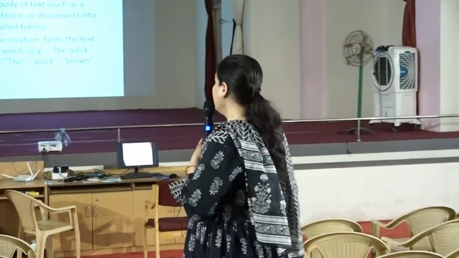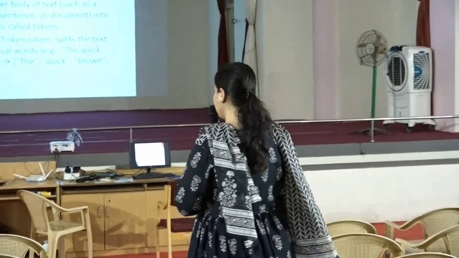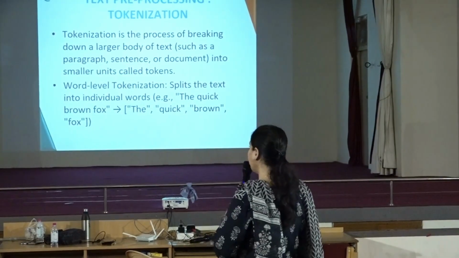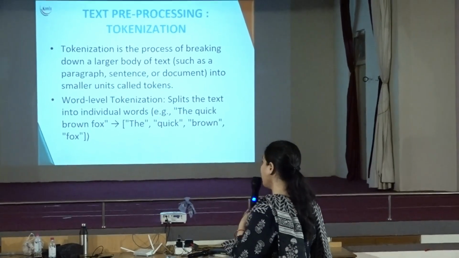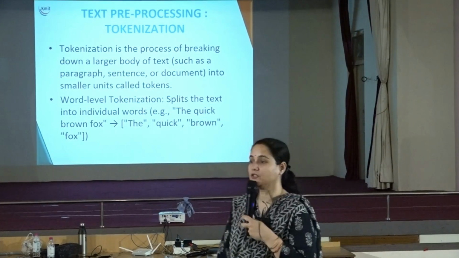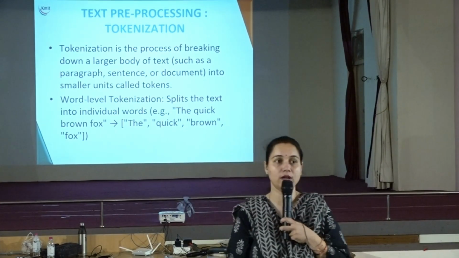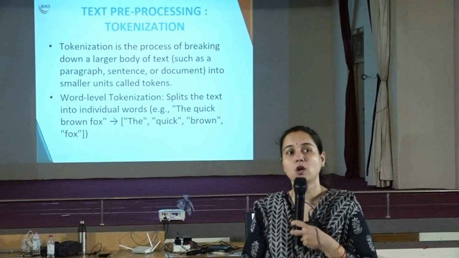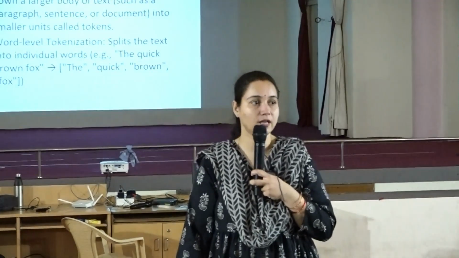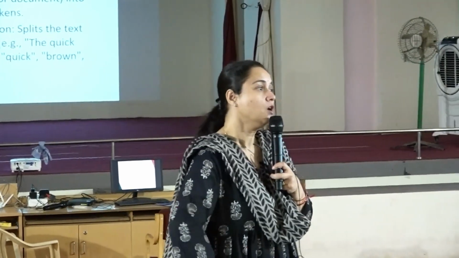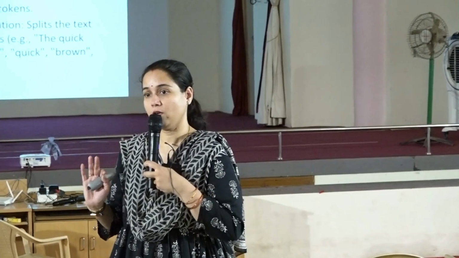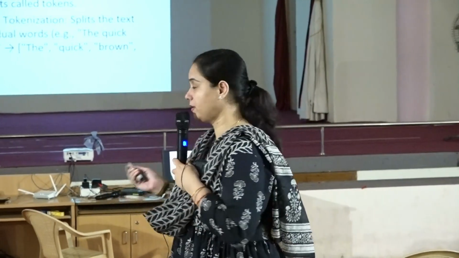Clear enough? Now, word level tokenization splits the text into individual words. For example, if I take the sentence, the quick brown fox, it is going to divide into how many tokens? Four. The is one token, quick is another, brown is another, fox is another. So you are breaking down your given data into tokens. Now we will write a code for it.